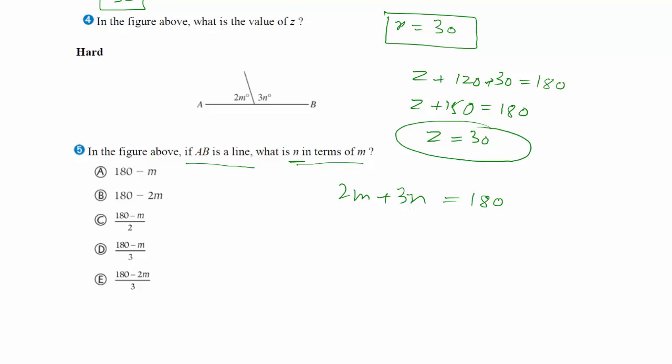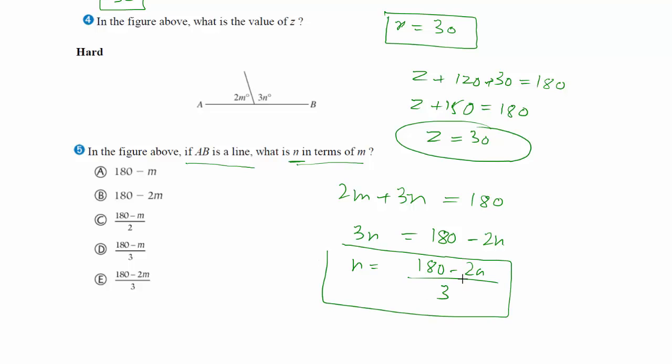So we'll keep the n here: 3n is equal to 180 minus 2m, or n is equal to 180 minus 2m, the whole divided by 3. So we got the value of n in terms of m. So n is 180 minus 2m divided by 3. This is option E. So for question number 5, option E is the right answer.